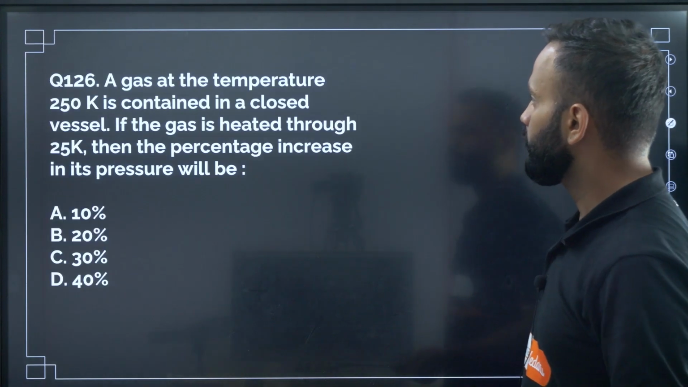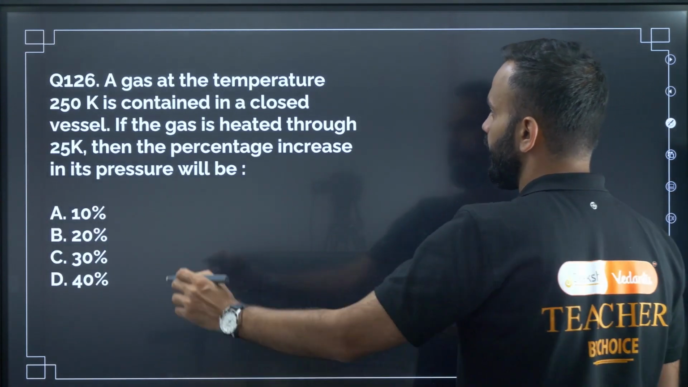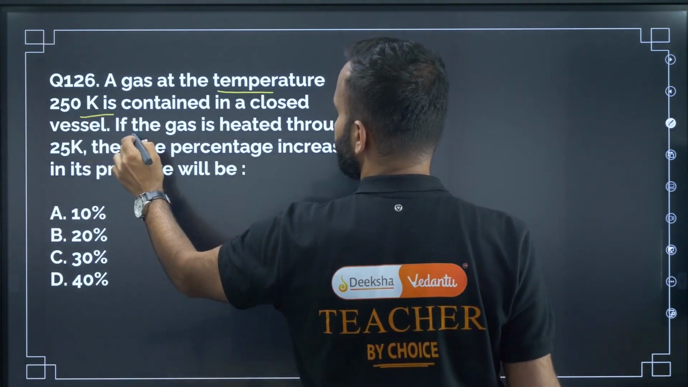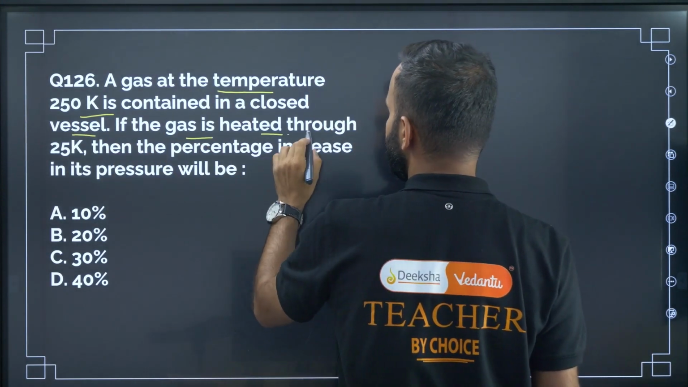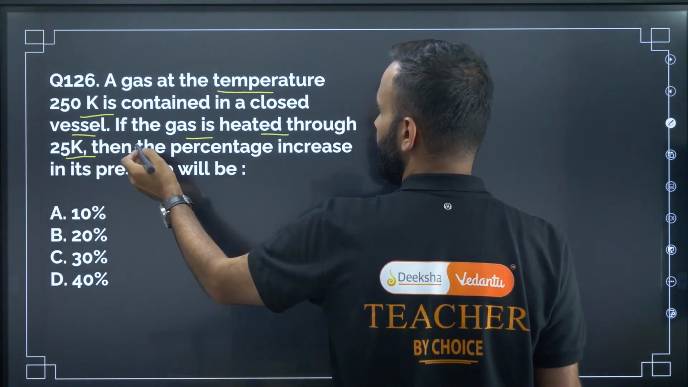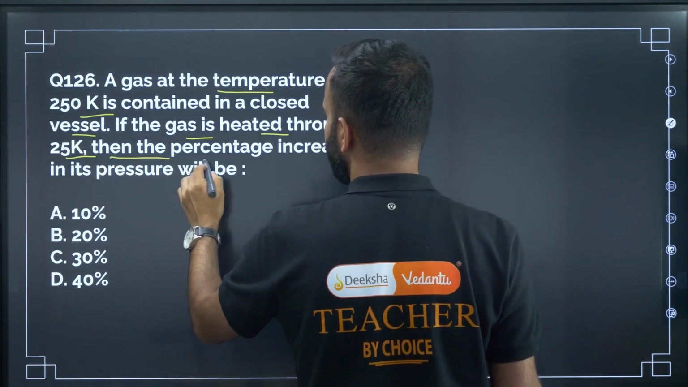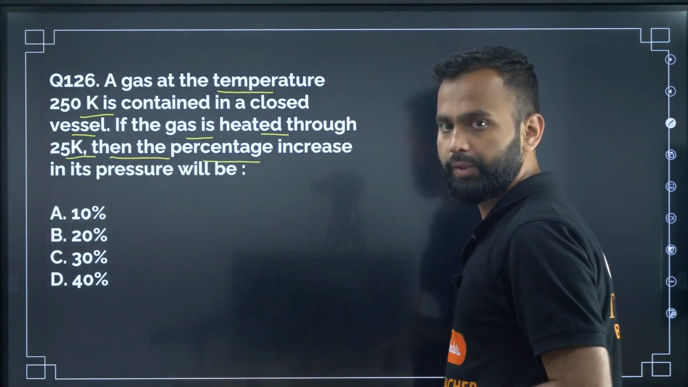Okay. Next question. Question number 126. A gas at the temperature 250 Kelvin is contained in a closed vessel. If the gas is heated through 25 K, that is Kelvin, then the percentage increase in its pressure will be.